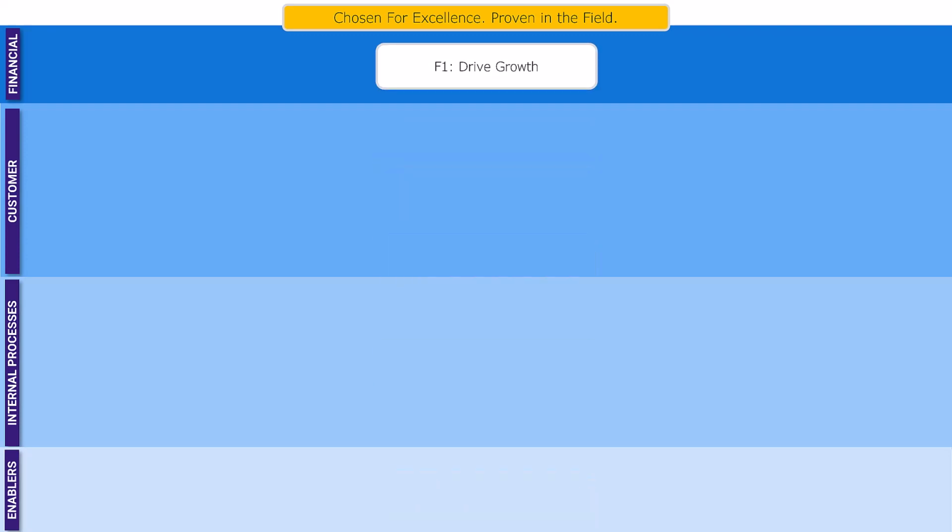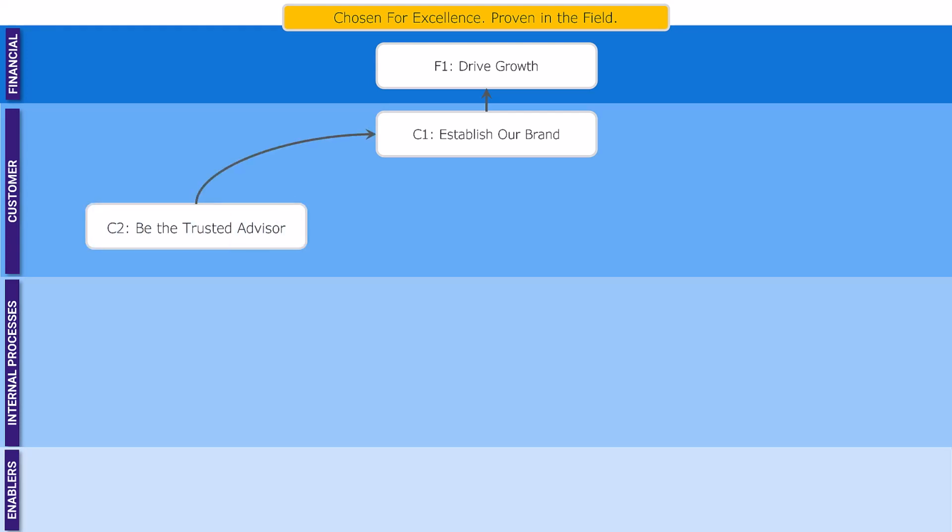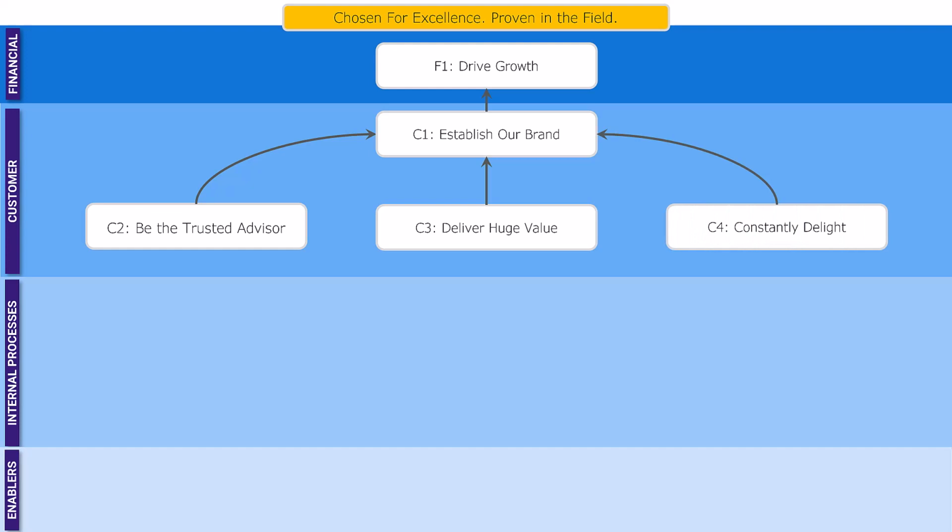Now, in this case, they said overall, the sales department is accountable for driving growth. And to do that, there are 3 things they need to do. Focus on establishing what the brand is. And the brand has 3 components. They want to become the trusted advisor for their customers. They want to deliver huge value, like a high return for invested dollar. And finally, constantly delight the customers.